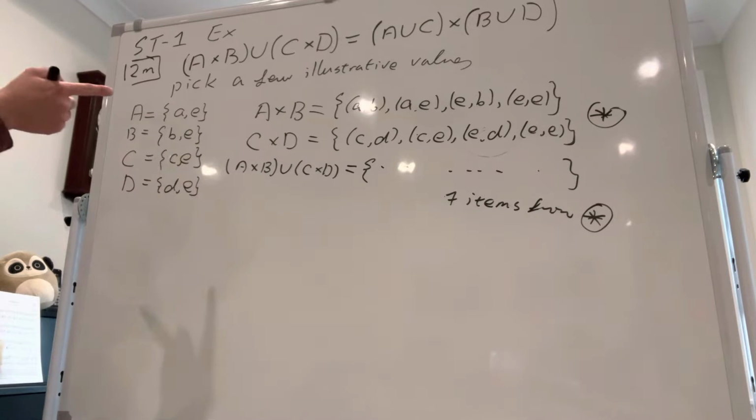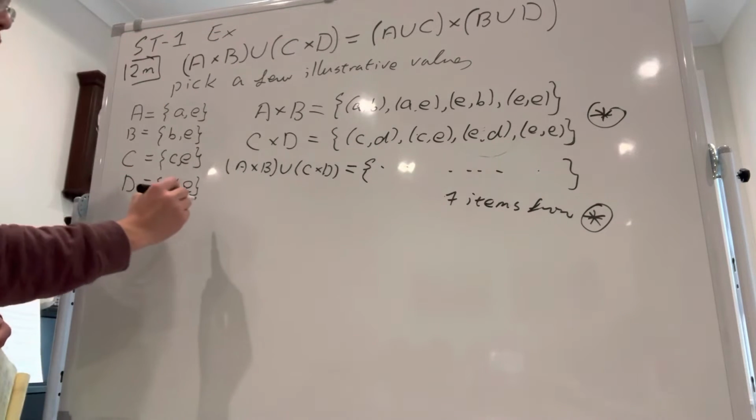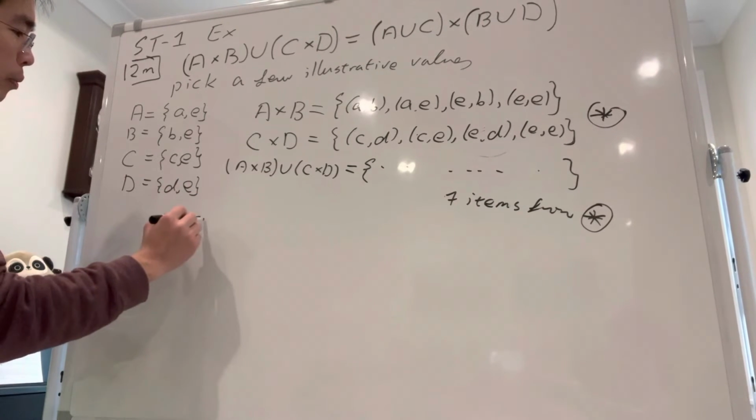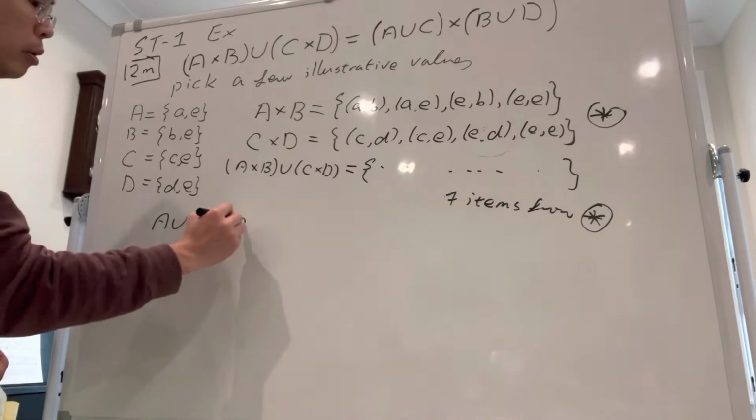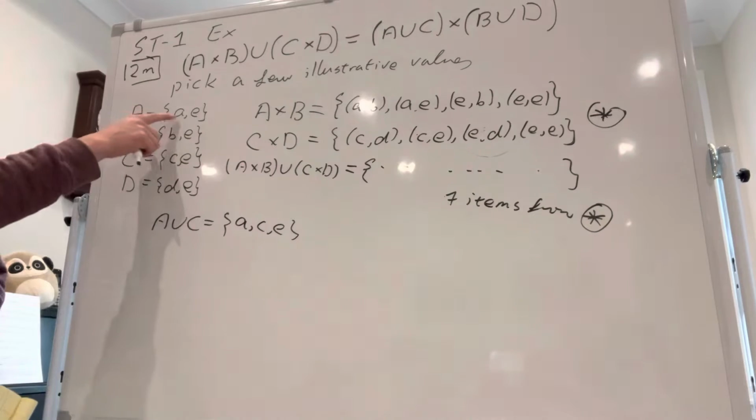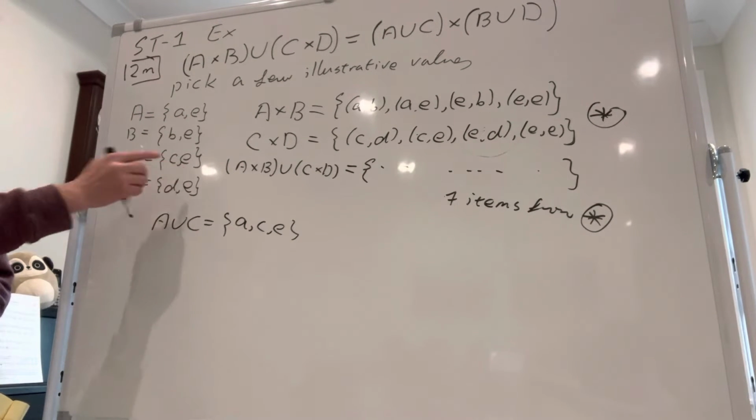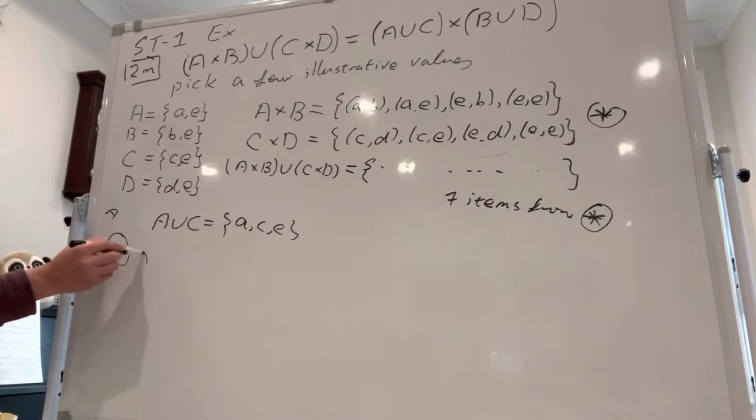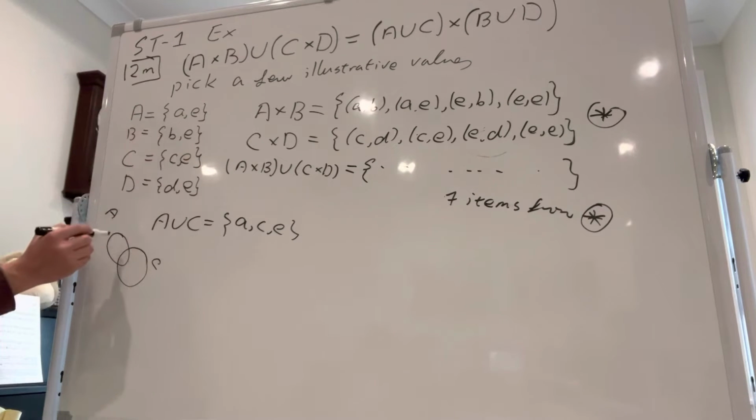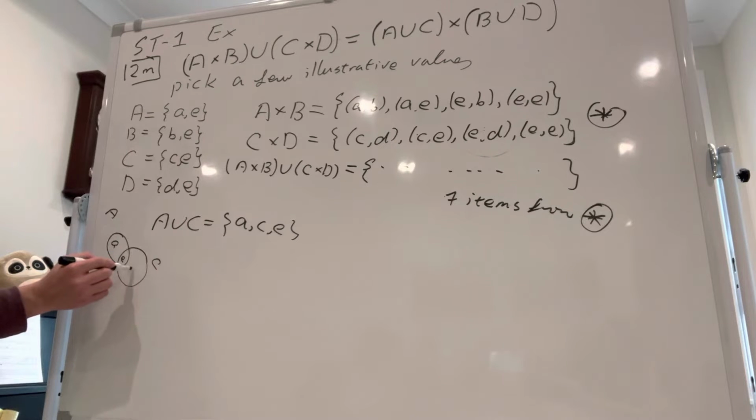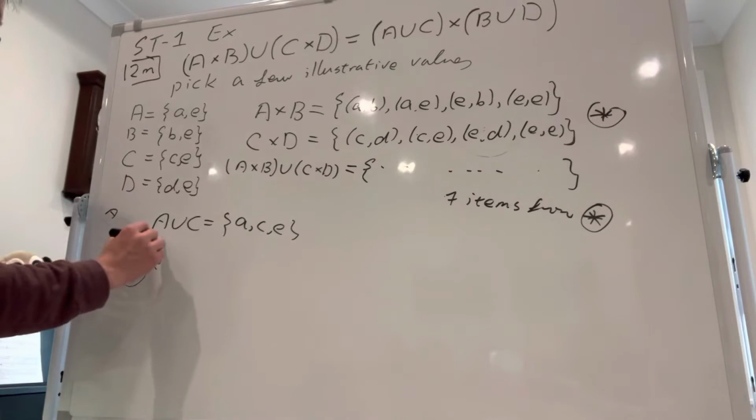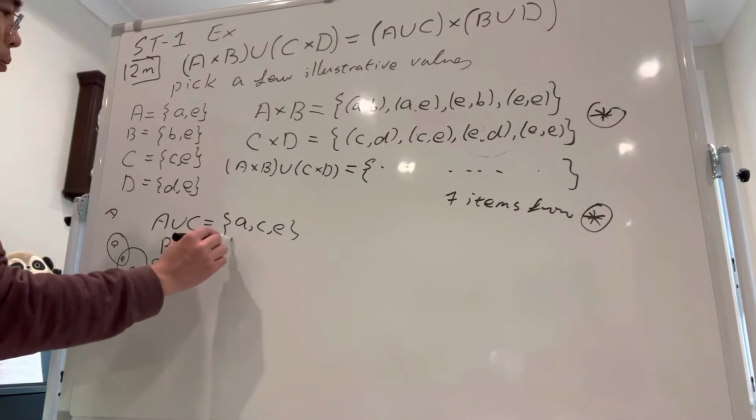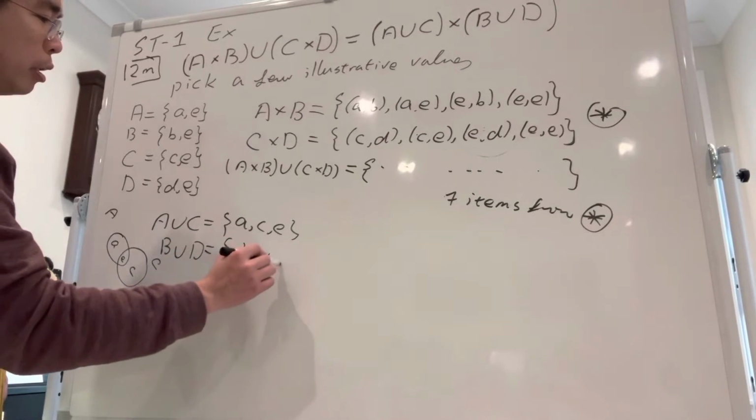Okay. Now, the right hand side, A union C is ACE. Okay. So it's basically AE, CE, union is basically like this. This is A, this is C, so A has 2 elements, A and E, C has 2 elements, C and E, therefore the union is ACE. And B union D is B, D, E.